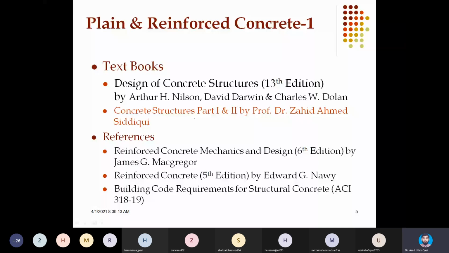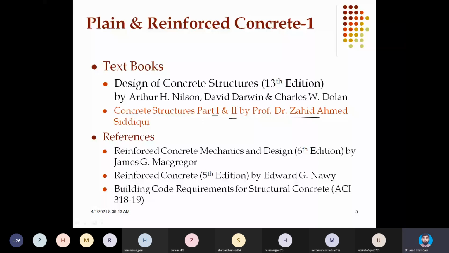There are two books, to my knowledge, where the authors have updated the content according to the latest ACI code. One out of them is Concrete Structures by Z.A. Siddiqui, our ex-professor, Part 1 and Part 2. You can read that book on Google Books, and its hard form is also available in the library, and you can purchase it as well. It is not very expensive.